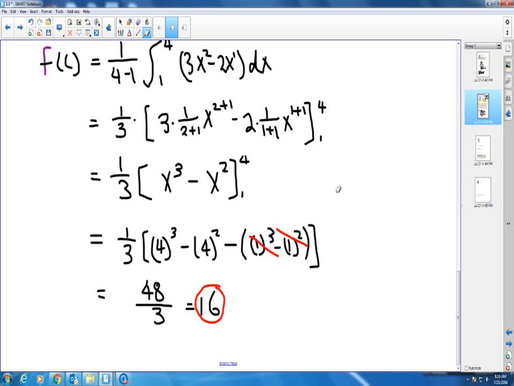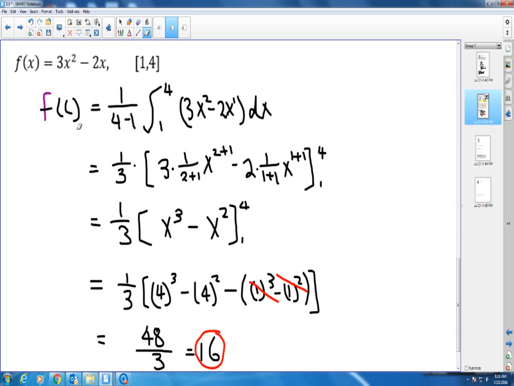So that's the mean value theorem for integrals. Very, very powerful theorem. And of course we can find c as well. We can actually find c if we just manipulate it a little bit.